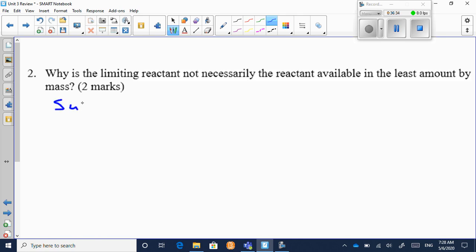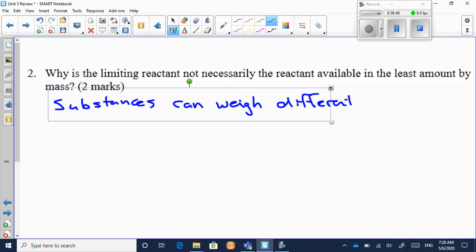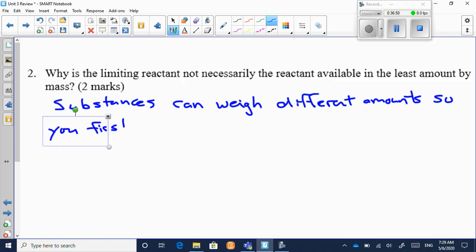I would say to that one, substances can weigh different amounts. So you first have to convert mass to moles.